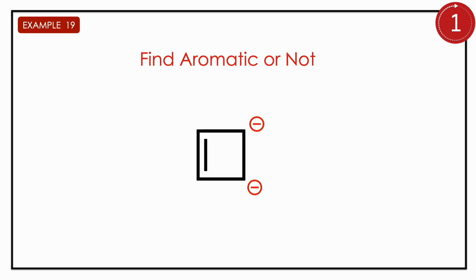Then the next example, you have cyclobutene with a dianion. You should find whether the given compound is aromatic or not.